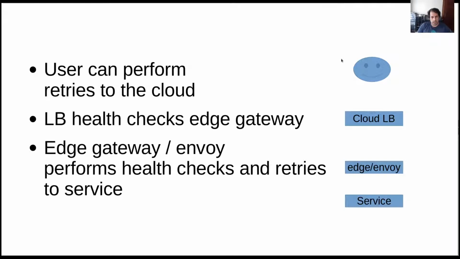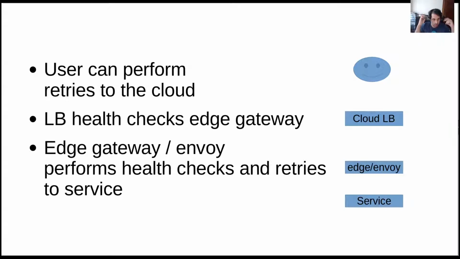So when we talk about making sure that there are no hits, that everything is flowing, we can ask what each layer can do. The app can perform several retries if a request fails before showing an error to the user. The cloud load balancer can perform health checks on the edge gateway to know which instances of the edge gateway it can use. And the edge gateway can in turn perform health checks and retries on the services to know which instances of the service it can use.